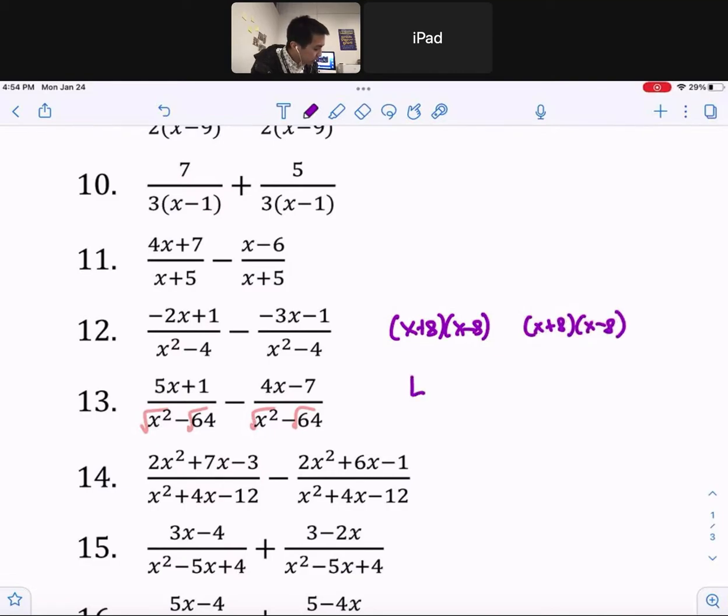Now notice when you do the LCD, all you have to do is, they both share it, but look, they both have the same degree. So all you've got to do is just take one of them. So x plus 8 is one part of the LCD, and times x minus 8. Again, you always take the one that's higher, but since they're both the same, then you just take one. Okay, so there's that.